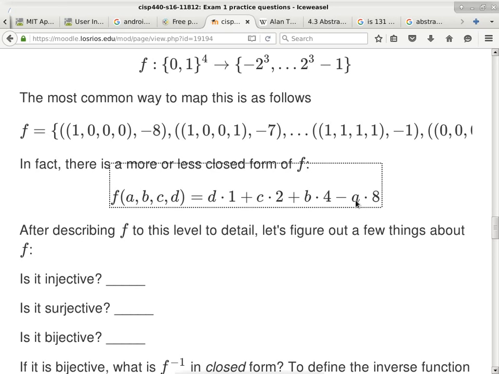Okay, yep. Does the domain have to be 0s or 1s? The domain or codomain?